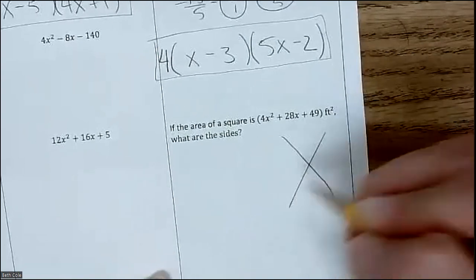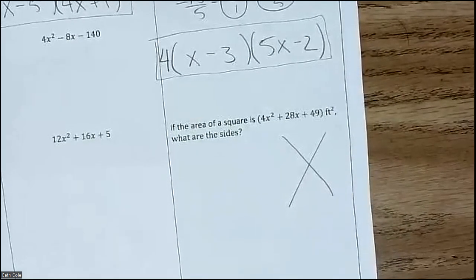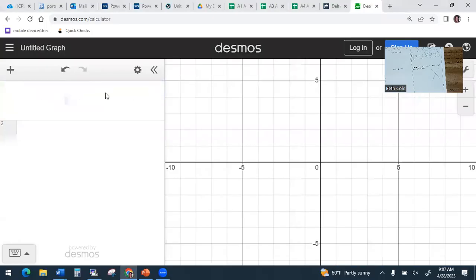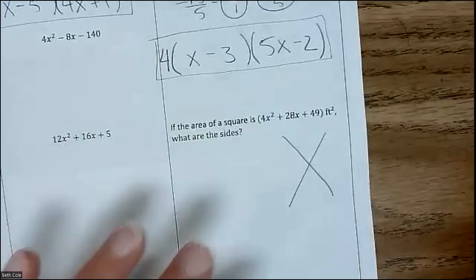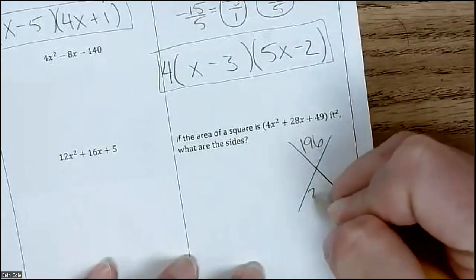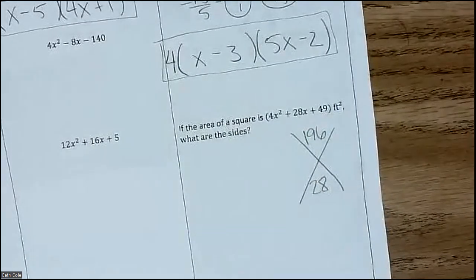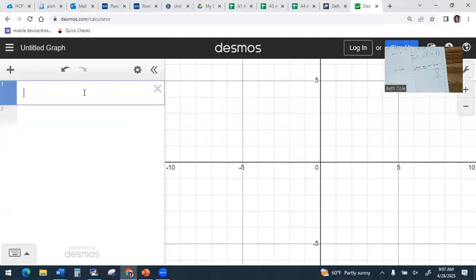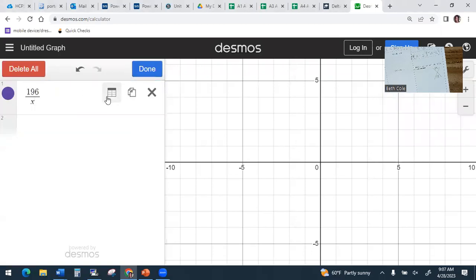So we're just going to draw our X box. On the top, what would we need to multiply together? 49 times 4, 196. And then 28 goes on the bottom. Let me go ahead and type this in. I'll make the table: 196, divide, make a table.